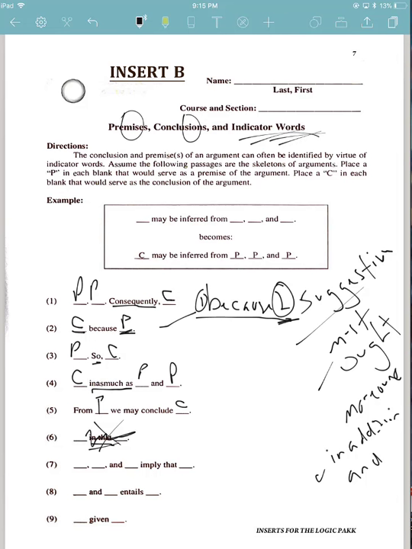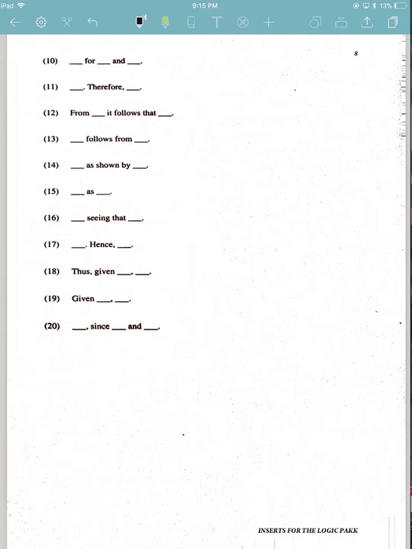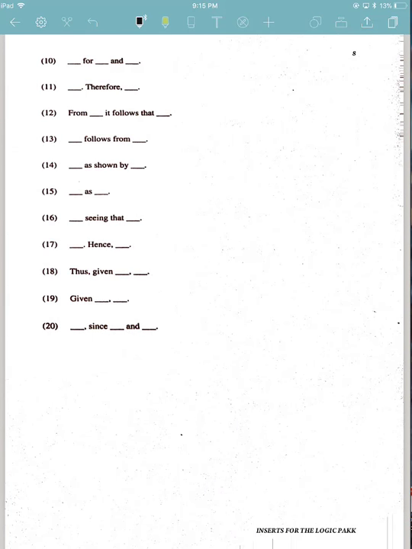Like number 7, we have an and, which is suggestive, but you're probably going to have premise, premise, premise, and implies that is definitely a conclusion. Again, and, premise, premise, entails is also a conclusion. Given, you're always going to have a conclusion, and usually given is written as given that. So just giving you a heads up on that.